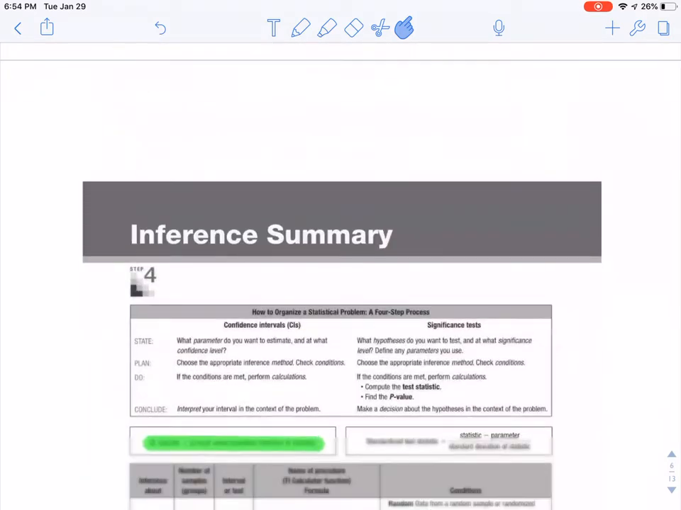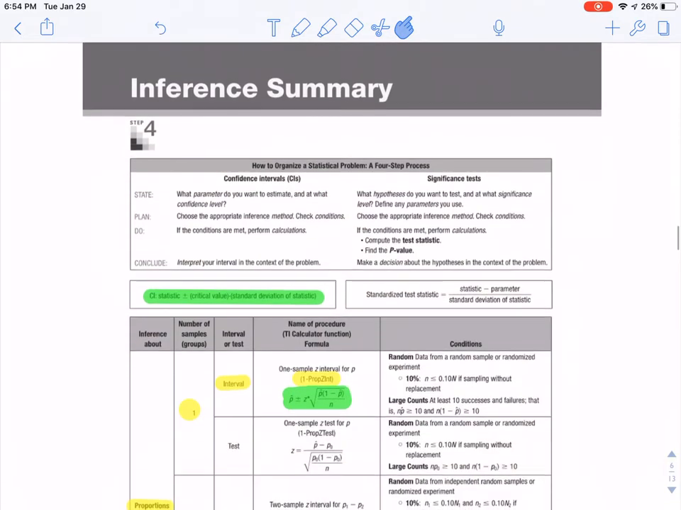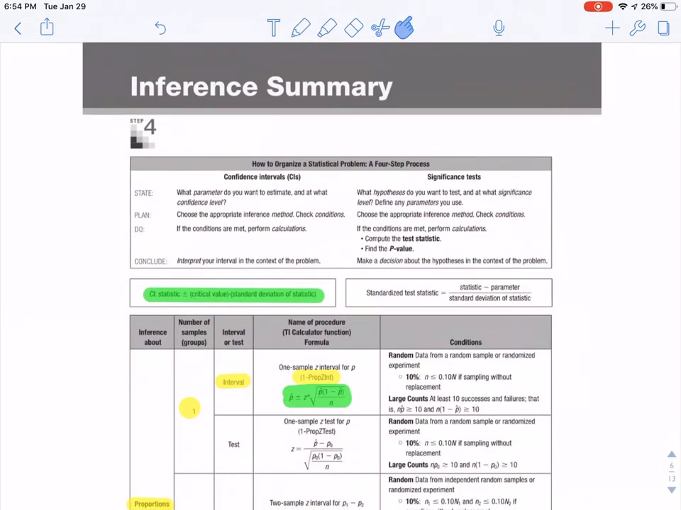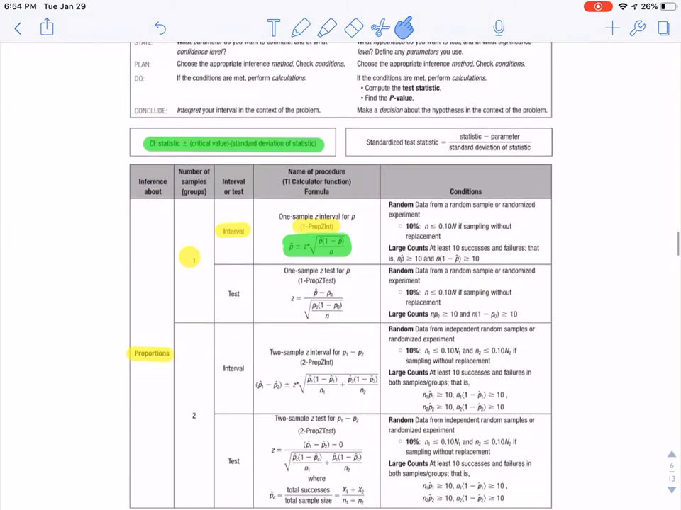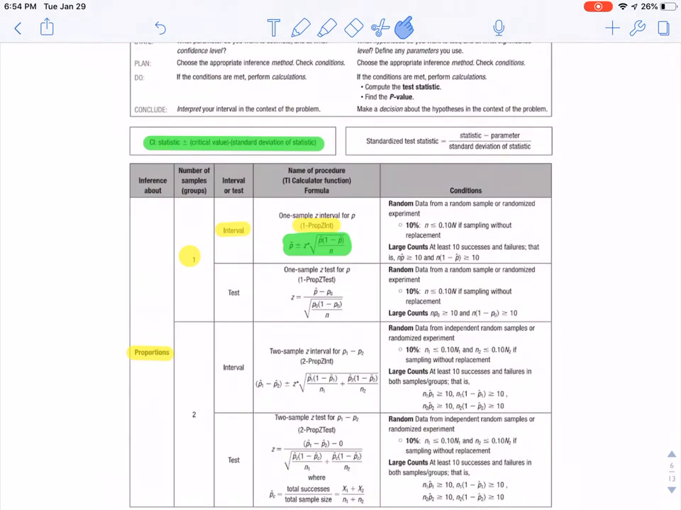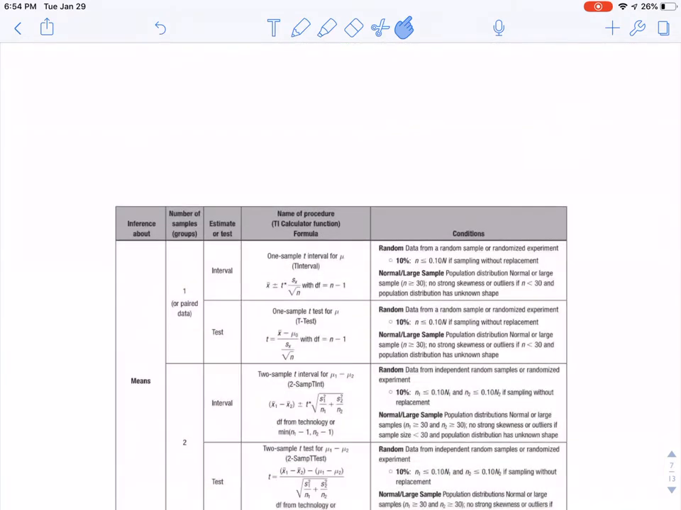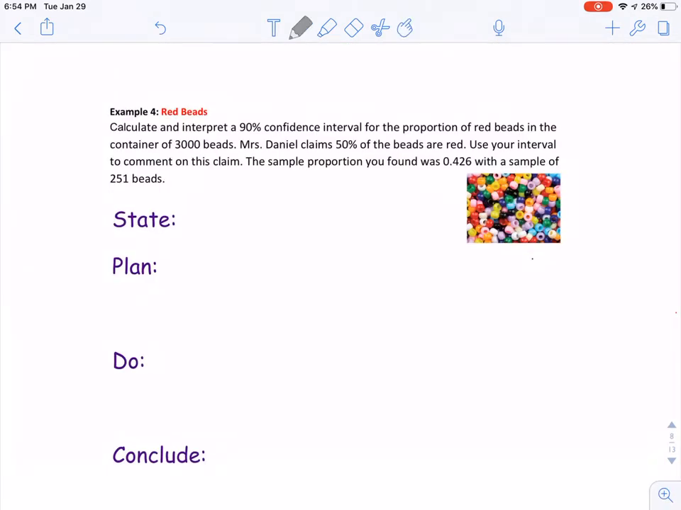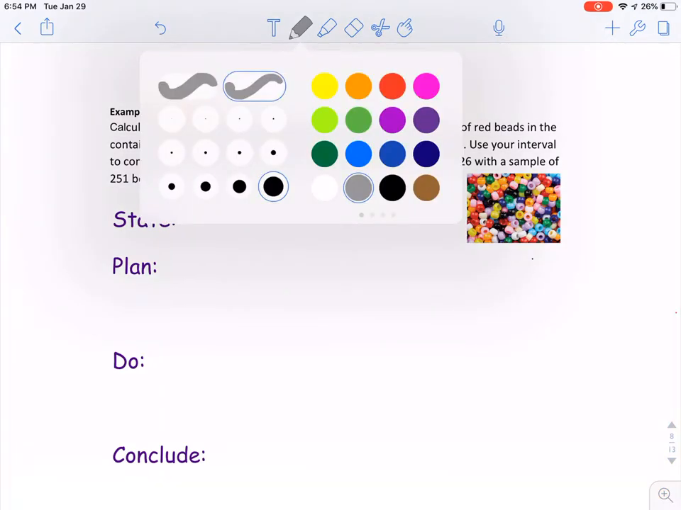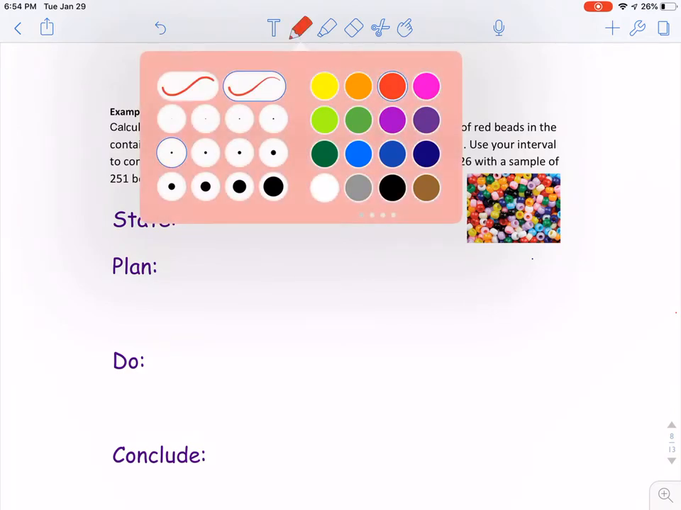Okay. The next couple pages are really just taken out of the back cover of your textbook. It's a little overwhelming to look at, so it's a list of all the different inference procedures that we're going to be looking at. I have highlighted on this particular page the one that we're focusing on right now. We're going to try to make it manageable by addressing each one thoroughly, so don't get too overwhelmed by those next two pages. I'm going to have you just take a look at the next example, which is talking about red beads here.